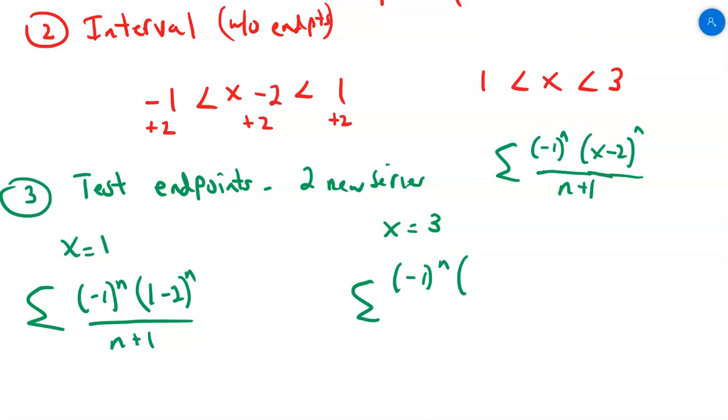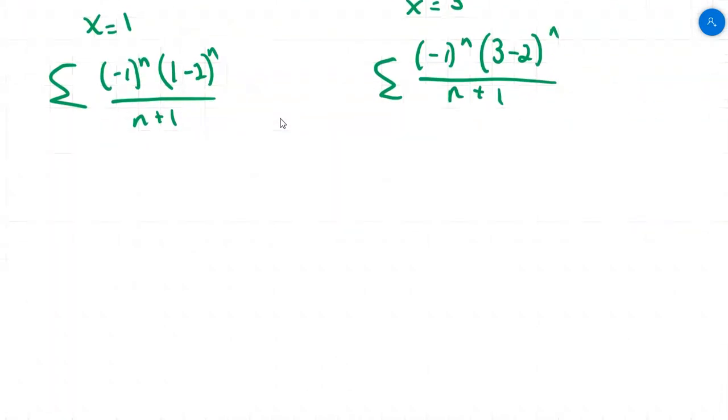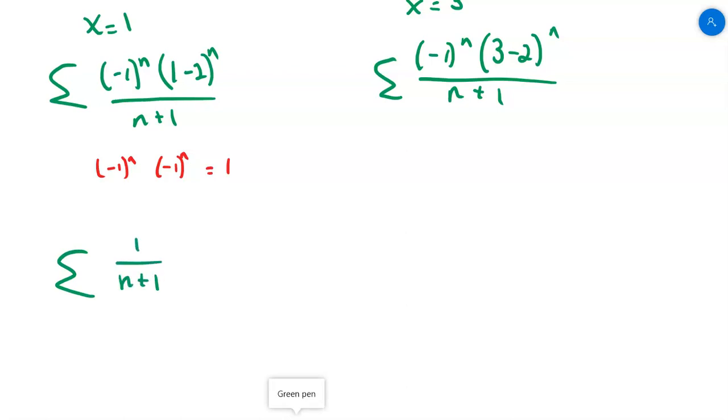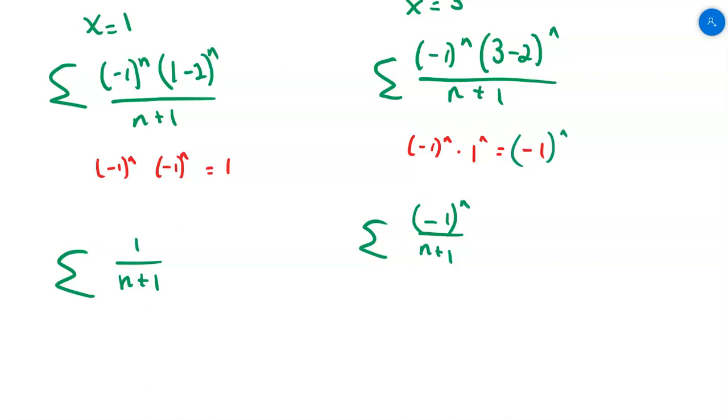So I get a (-1)^n over here. I replace that x with a 3, so I get (3 - 2)^n over n + 1. All right, simplify this a little bit. (1 - 2)^n is going to be another (-1)^n, so you'll have a (-1)^n, then you'll have another (-1)^n. That just gives me 1. So this first series becomes the sum of 1 over n + 1. This guy over here becomes a (-1)^n, but 3 - 2 is 1. So when I multiply these together, I'm always going to get a -1 on top. So that second series becomes the sum of (-1)^n over n + 1. Great. So now we've got two new series.